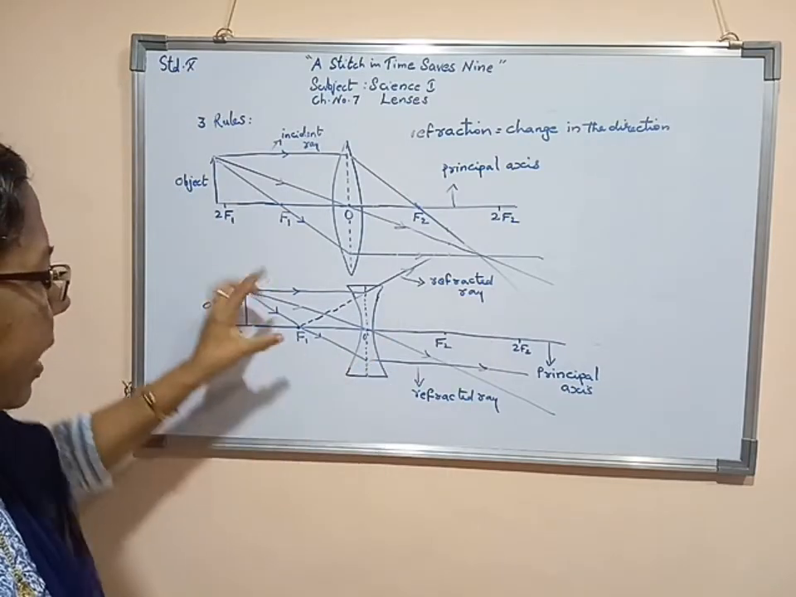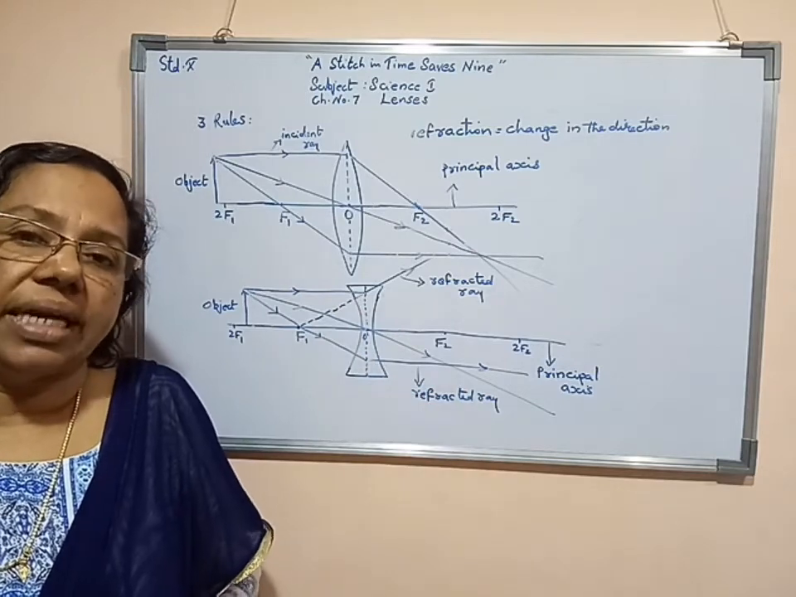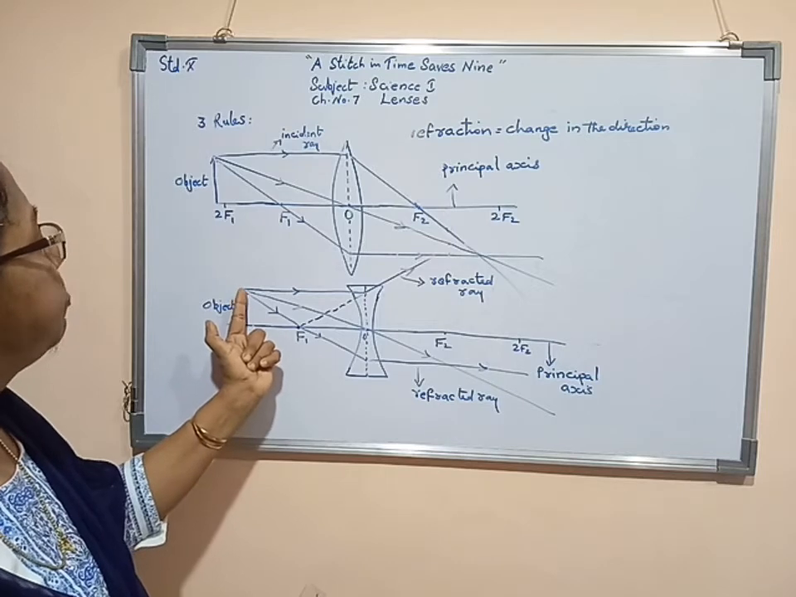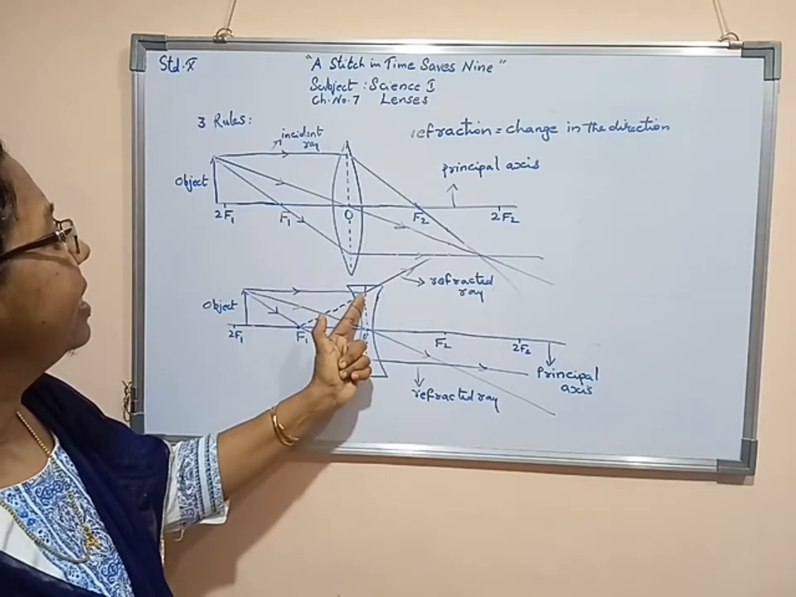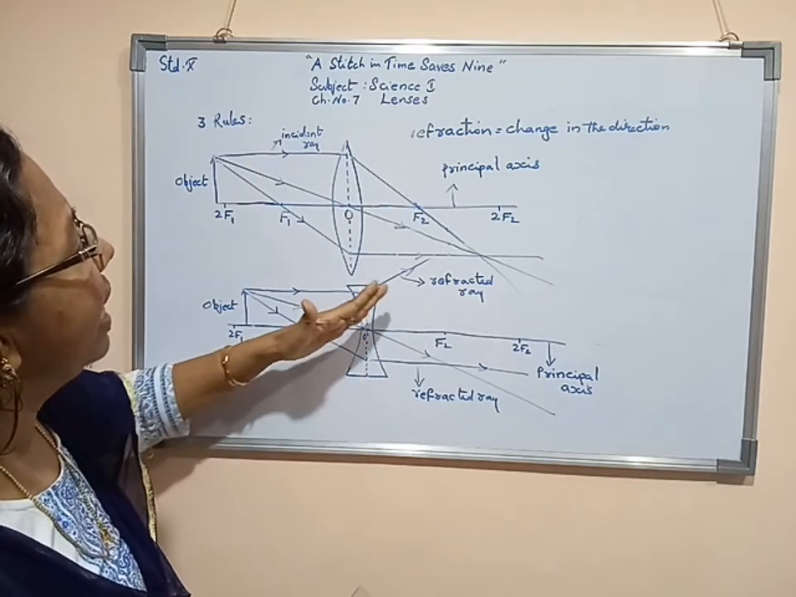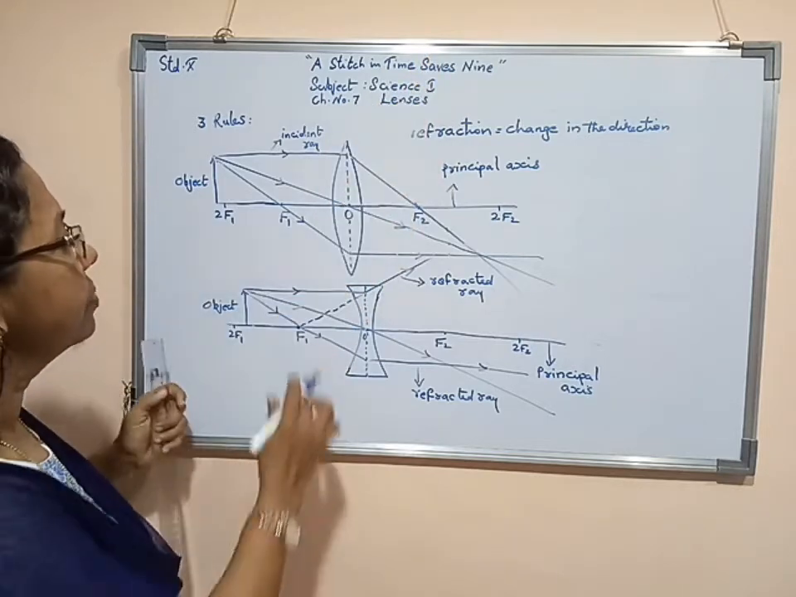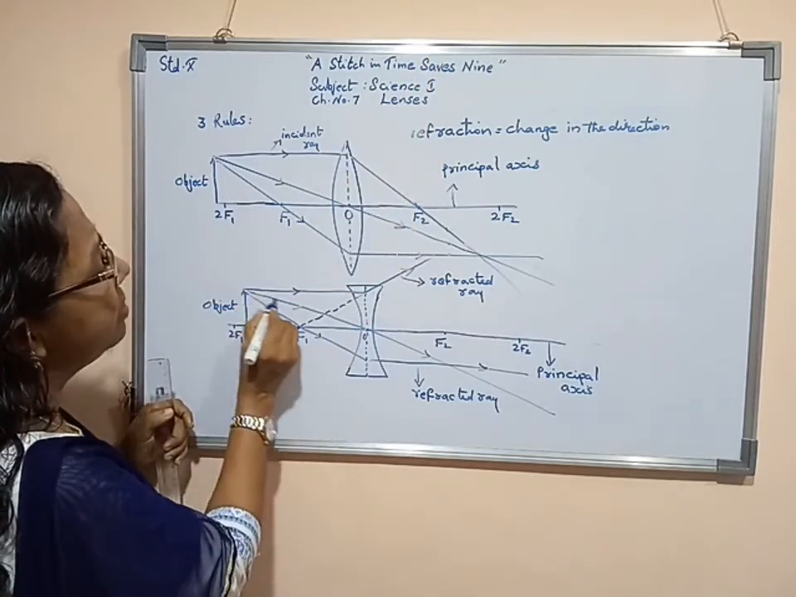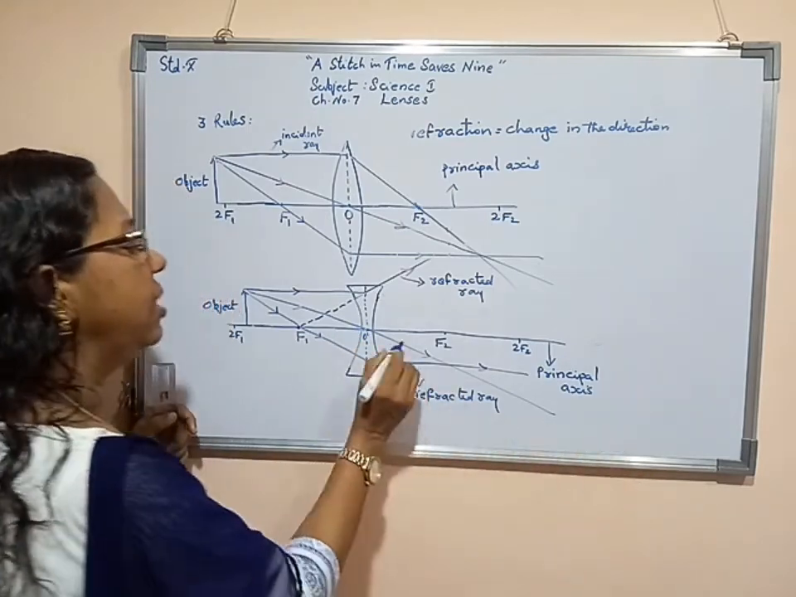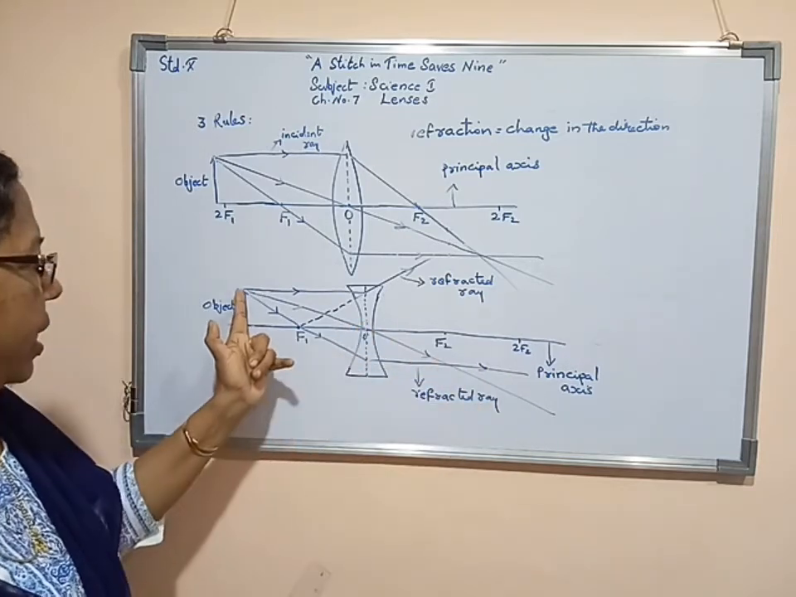So here we have studied the 3 rules for drawing a ray diagram using a concave lens. The first rule: the ray which is passing from the object, after hitting the center of the lens, there occurs refraction. As a result, it diverges and goes in another direction. Second rule: the ray which is passing through the optical center of the lens moves straight without any refraction or deviation.